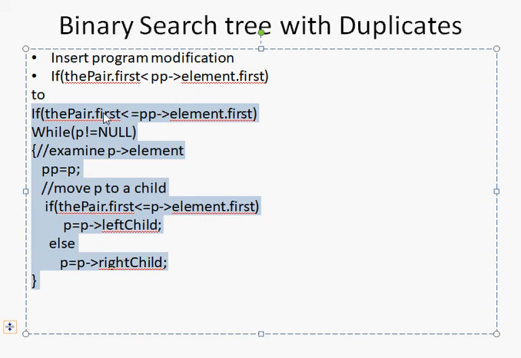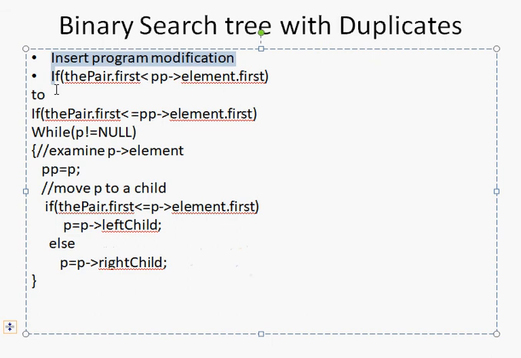So what we do here is, in the insert program, rather than using the pair dot first less than condition, because now you can have the case where the first value is also equal to the element which you want to insert, the first of the pair can also be equal to pp of element dot first. So this is also not that important. If you want to work on this, you can definitely try.